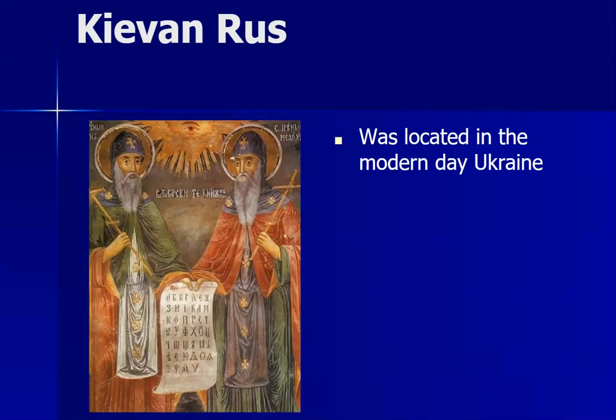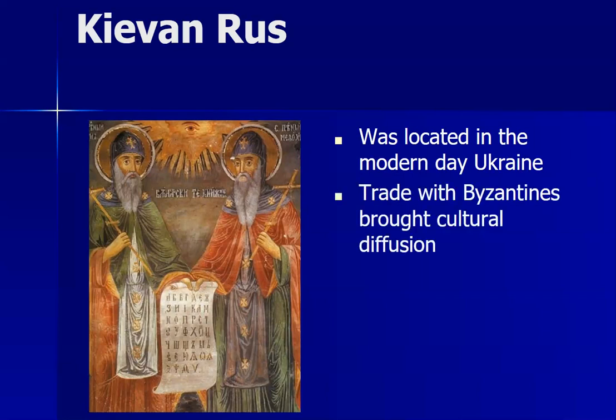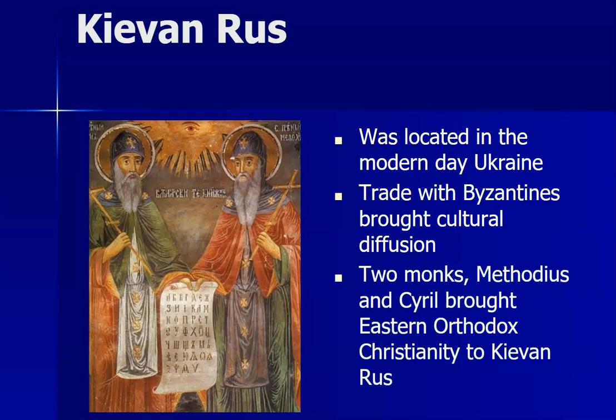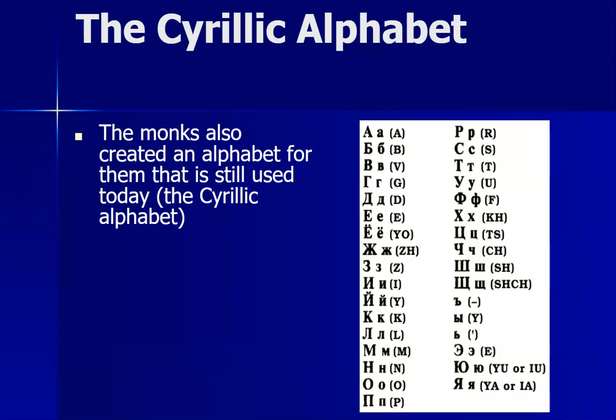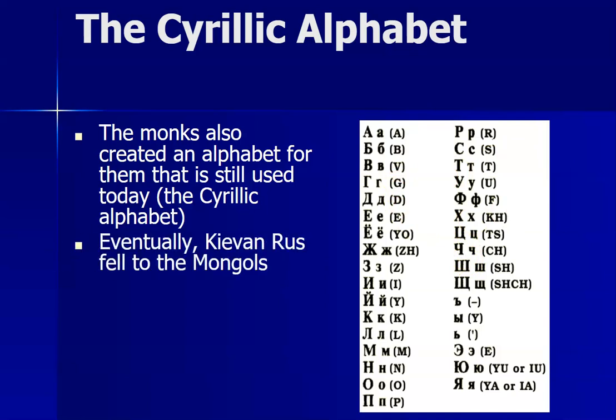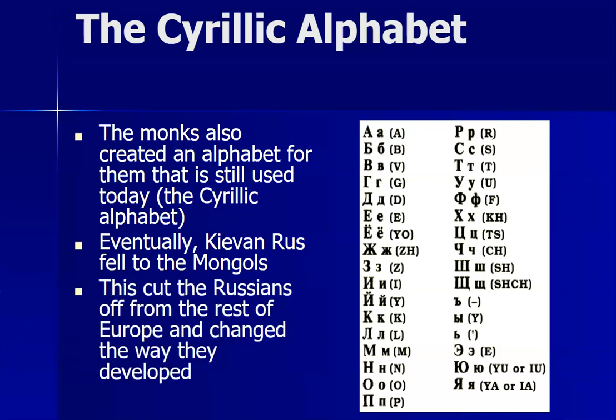Now, Kievan Rus was located in the modern-day Ukraine, north of the Black Sea. So as a result, trade with the Byzantines, because of their control of this region, brought cultural diffusion with Kievan Rus. Two monks, Methodius and Cyril, brought Eastern Orthodox Christianity to Kievan Rus, converting them to Christianity. And the monks also created an alphabet for them that is still used today, the Cyrillic alphabet, as you can see here. It's very confusing to us in our Latin alphabet. Eventually, Kievan Rus fell to the Mongol invasions, and this cut the Russians, as they're now called, off from the rest of Europe and changed the way they developed culturally.